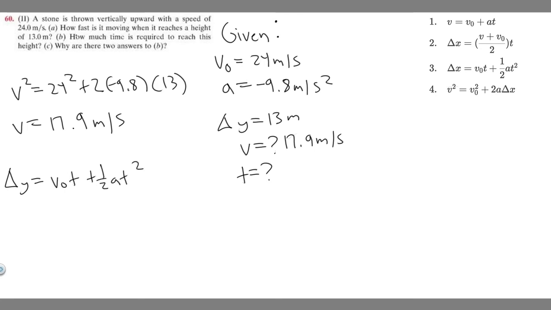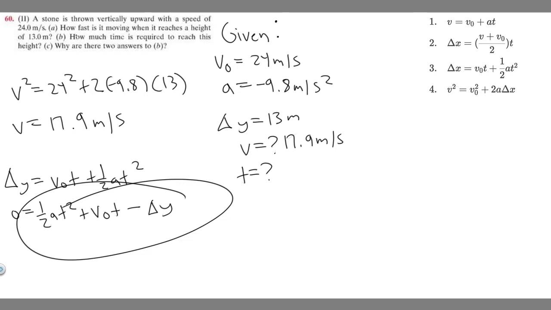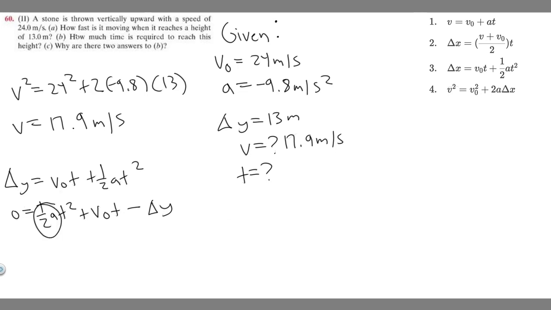And so what we want to do is move the delta y to the other side so we can get it in like a quadratic equation form. So it's going to be 0 equals, and I'm moving this 1/2 a t squared out front, plus v sub 0 times t, and then minus delta y, right? Then we're trying to get this coefficient out front to be just a number, or we want it to be 1, because then we can actually solve.